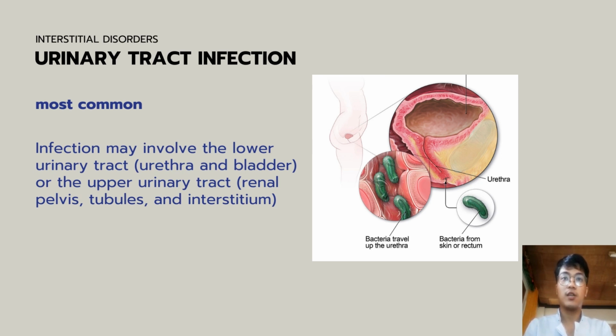UTIs occur when bacteria or other microorganisms enter the urinary tract and start to multiply. The most common cause of UTIs is the bacterium Escherichia coli, or E. coli, which is normally found in the intestines. However, other bacteria such as Staphylococcus saprophyticus and Klebsiella pneumoniae can also cause UTIs.